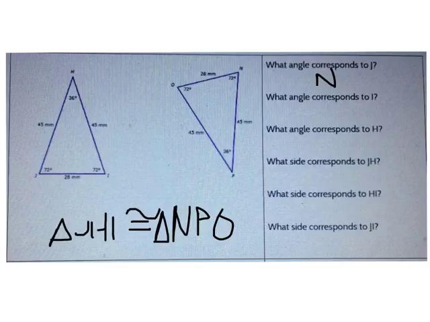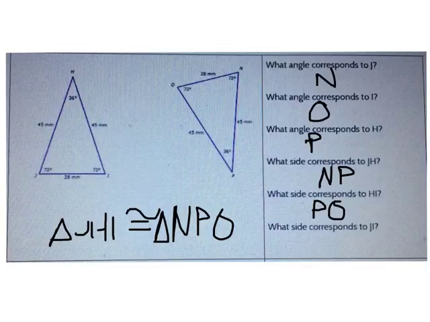Which angle corresponds to I? Angle O corresponds to I. What angle corresponds to H? Angle P corresponds to H. What side corresponds to JH? NP corresponds to JH. What side corresponds to HI? PO corresponds to HI. What side corresponds to JI? NO corresponds to JI.